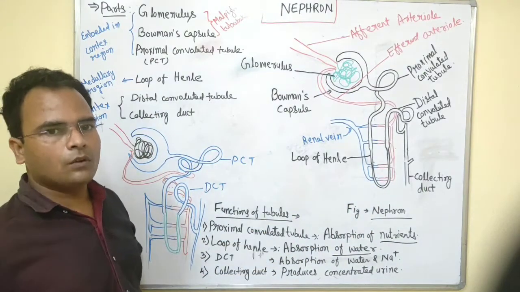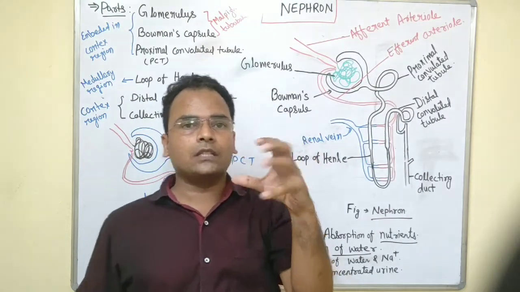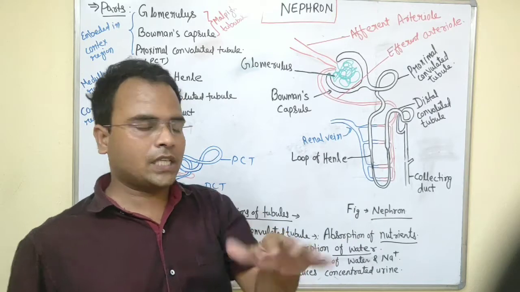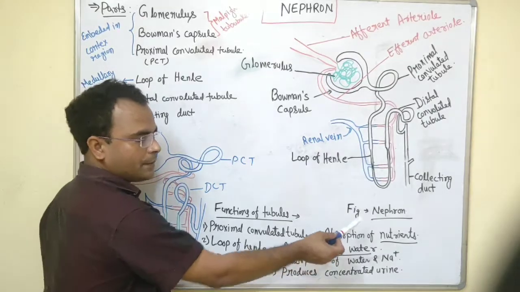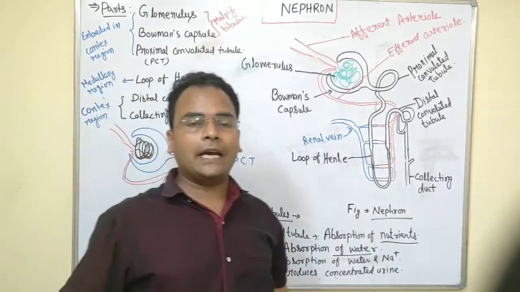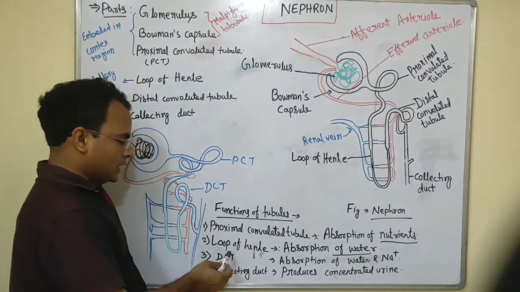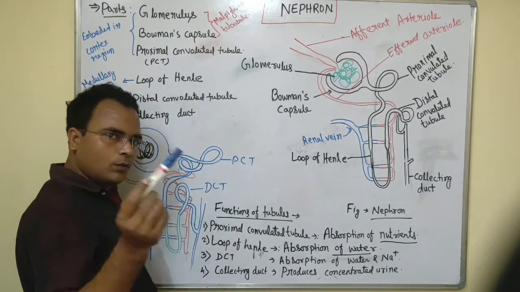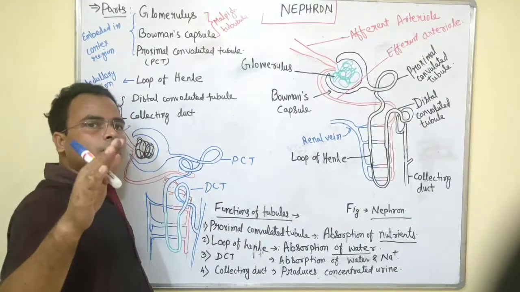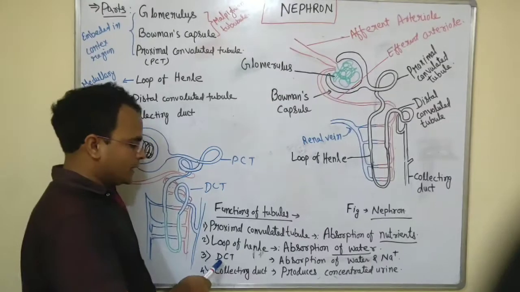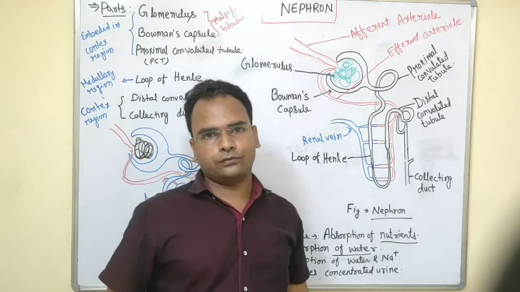Now coming to the function, what happens where? The Bowman capsule is the actual place where the filtration occurs. After filtration, reabsorption of material should be done. In the proximal convoluted tubule, 90% of the materials are reabsorbed. The nutrients are reabsorbed. Now the water level: in the loop of Henle and distal convoluted tubule, the water will be reabsorbed. The maximum reabsorption occurs at the loop of Henle. Whatever part of the water was left will be reabsorbed at the distal convoluted tubule. And in the collecting duct, the concentration of the urine will be decided.